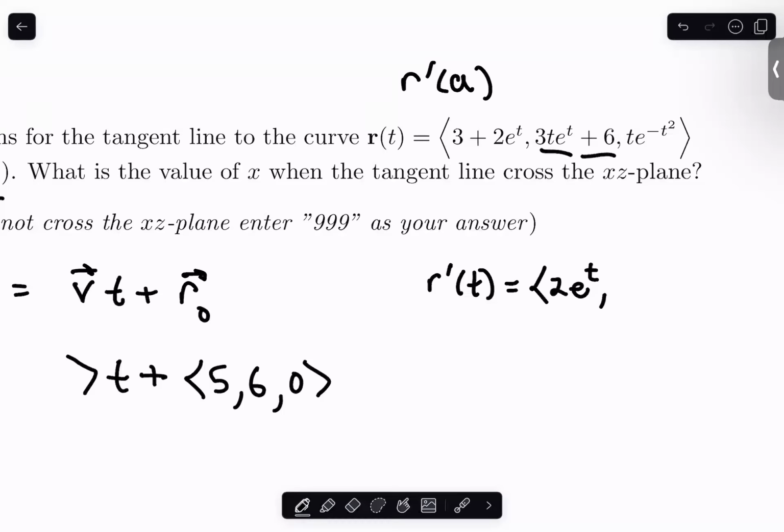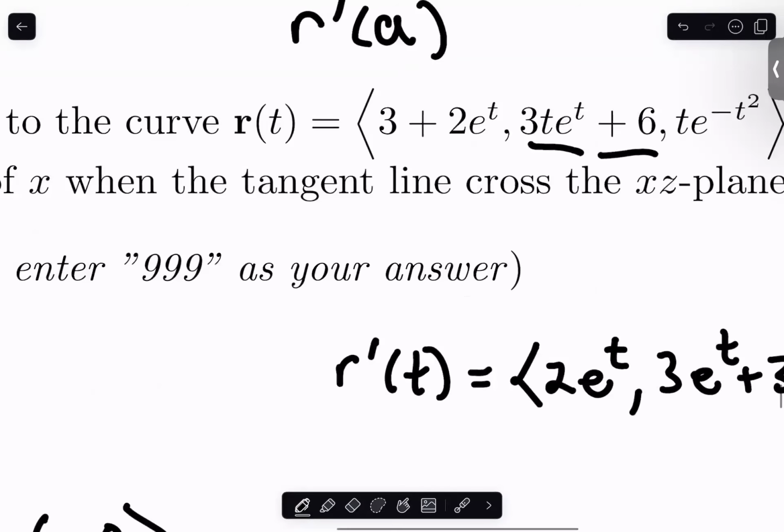That's nice. But notice I do have a product here. I have 3t, and then I have e to the t. So when I take the derivative, I have to use the product rule. So I'm going to do the derivative of the first times the second plus the first times the derivative of the second. And again, the derivative of e is itself. So I'm thinking about this as my first function is 3t, and my second function is e to the t. So then apply the product rule to that piece.